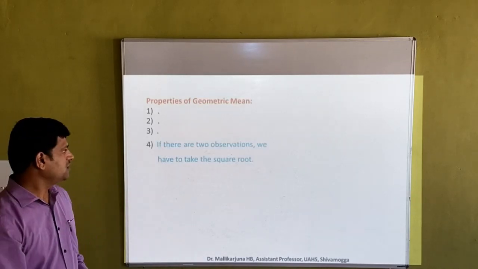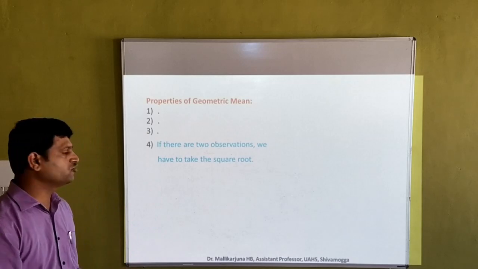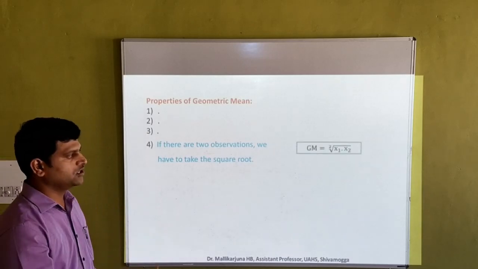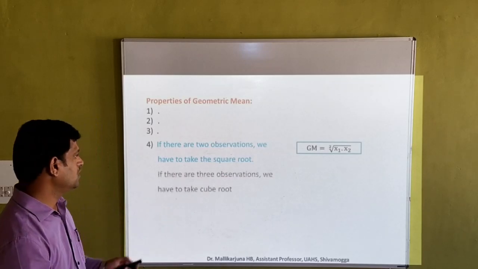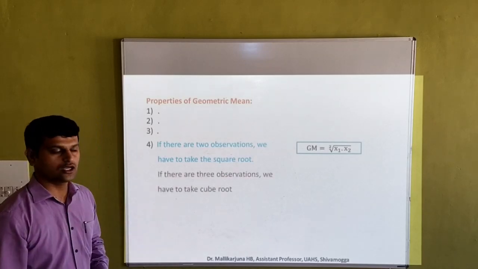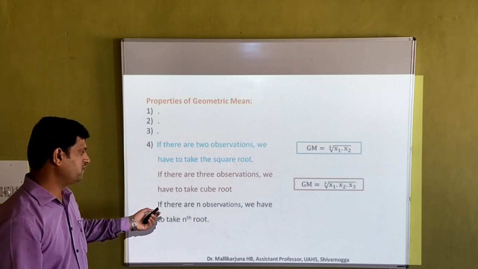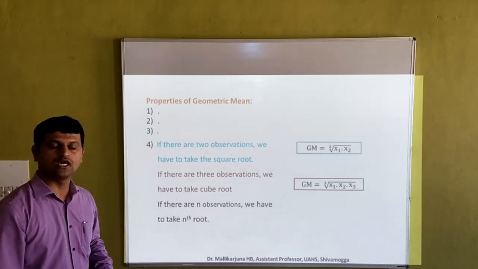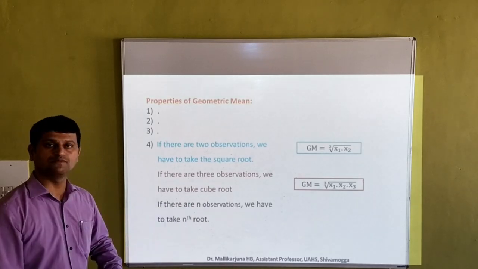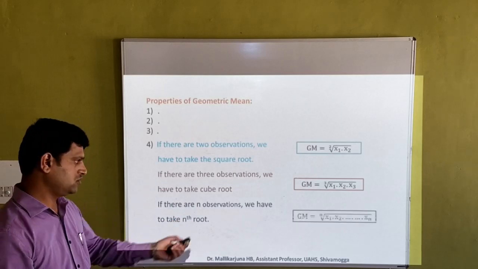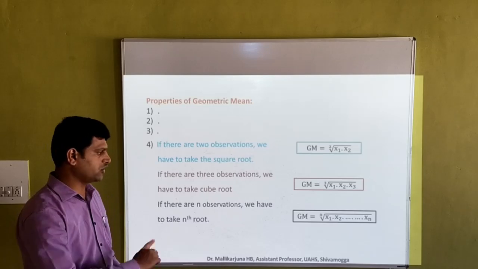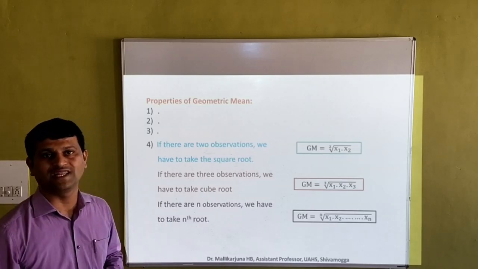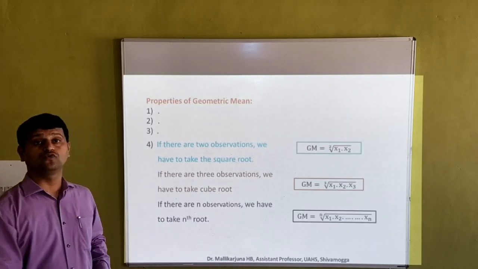Next property. If there are 2 observations, x1 and x2, we have to take the square root. If 3 observations, we have to take the cube root. For n observations, we have to take the nth root, obviously. It's a general formula. That's why the geometric mean is equal to the nth root of the product of all the n positive observations.